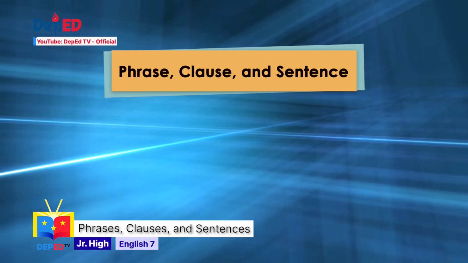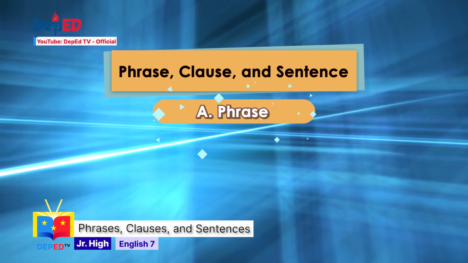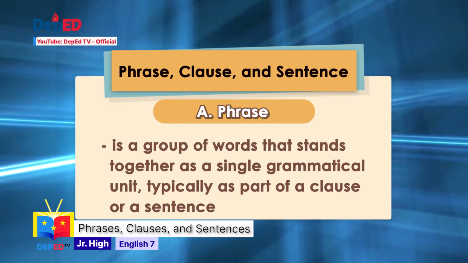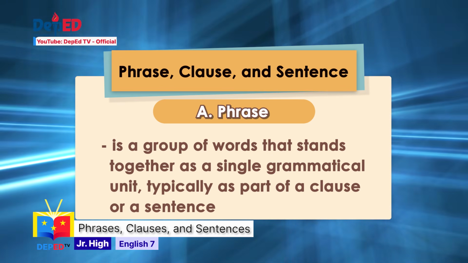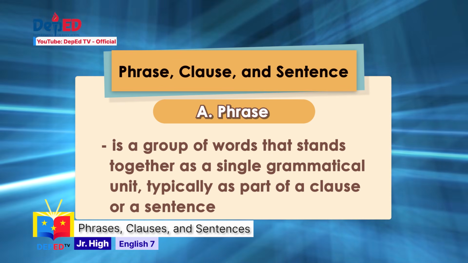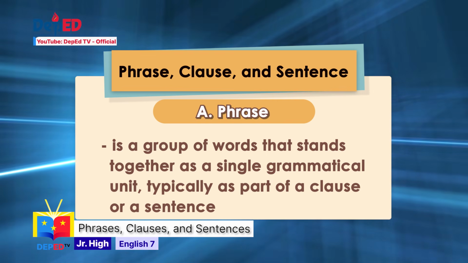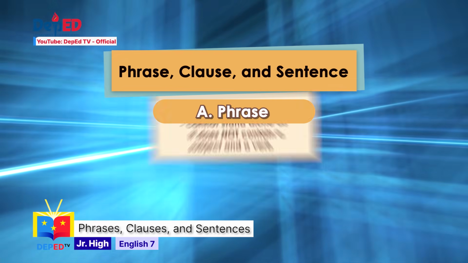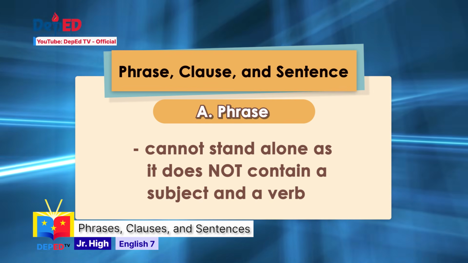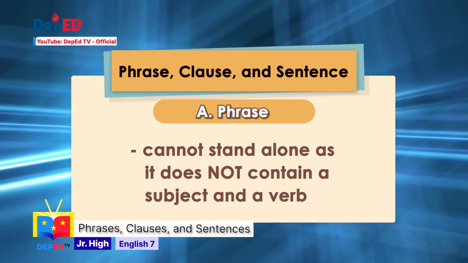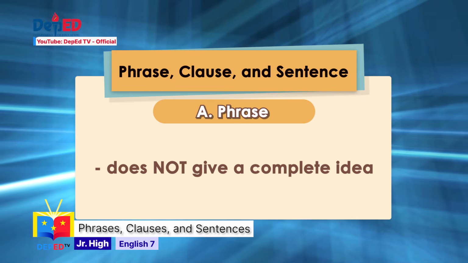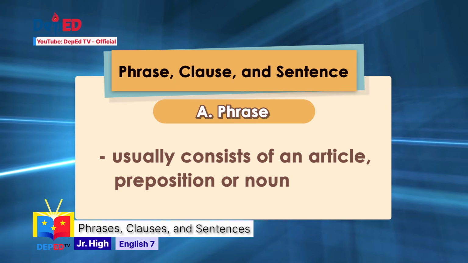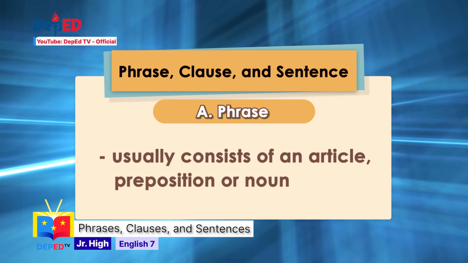Phrase, clause, and sentence. Letter A, phrase. A phrase is a group of words that stands together as a single grammatical unit, typically as part of a clause or a sentence. It cannot stand alone as it does not contain a subject and a verb. It does not give a complete idea. It usually consists of an article, preposition, or noun.